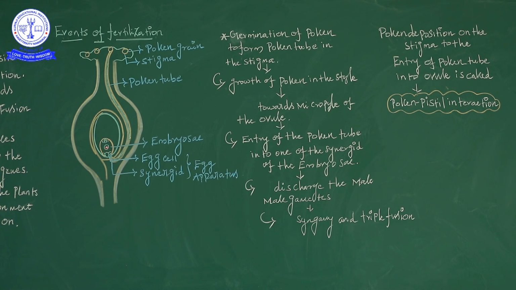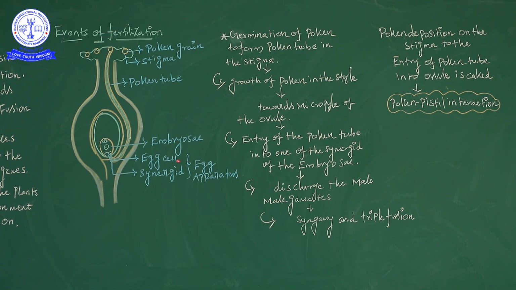The endosperm is called triploid in angiosperm plants, but in gymnosperms it is a haploid condition. The endosperm produces the nutrition. Okay, and next, the pollen deposition on the stigma to the entry of the pollen tube into the ovule, that is called pollen-pistil interaction. What is this? Pollen-pistil interaction means pollen deposition on the stigma to the entry of the pollen tube into the ovule.